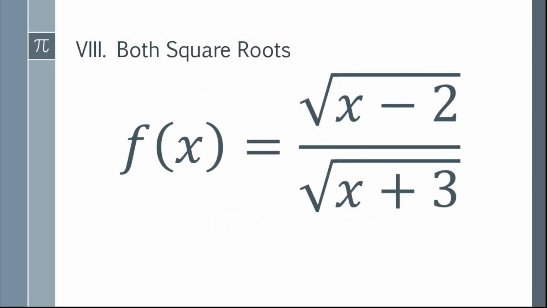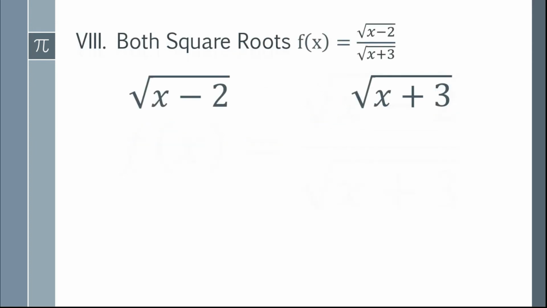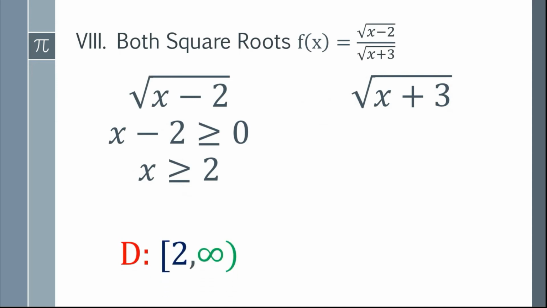Okay, last one. What if we have both square roots? So we have a square root in the numerator and we have a square root in the denominator. So let's compare these two. We have x minus 2 is greater than or equal to 0. X is greater than or equal to 2. And the domain will be box bracket 2, comma, infinity, parentheses.